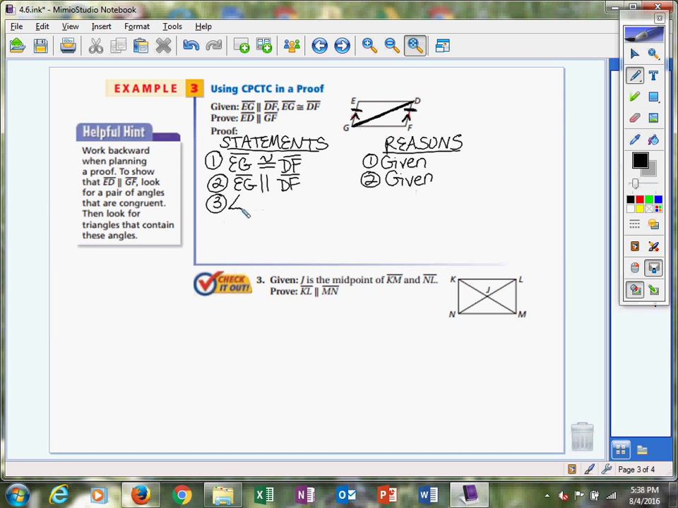Okay, so angle EGD is congruent to angle FDG, and we can say alternate interior angles theorem. Good job, good job. That's exactly what we needed to do there. Okay.